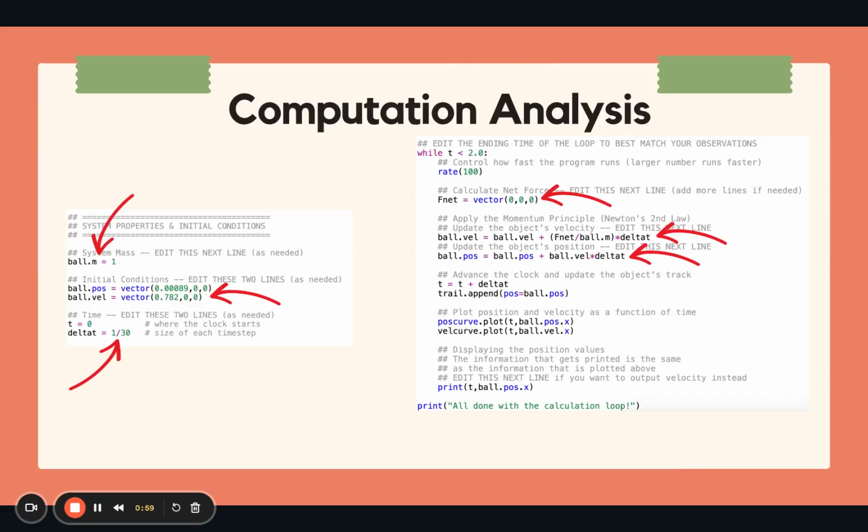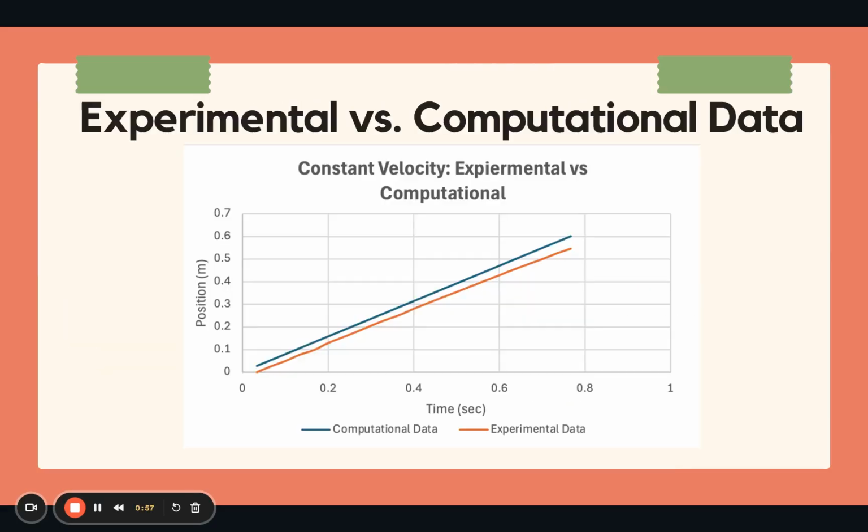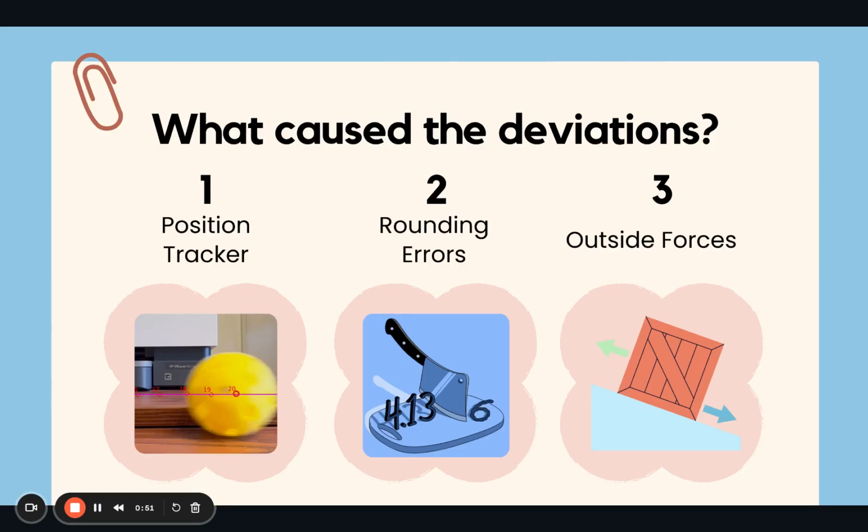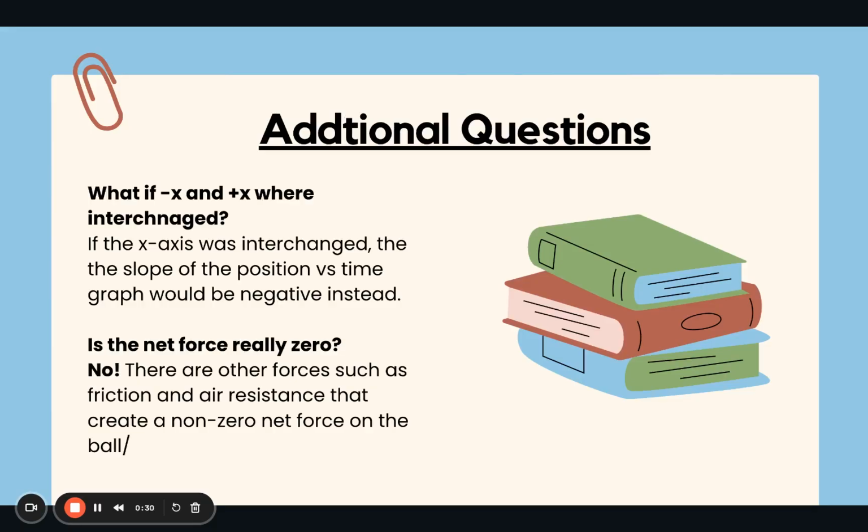This computational analysis generated this graph. As you can see, there is a difference between the experimental data and the computational data. What could have caused these deviations? Primarily, number one, position tracking: there could have been errors in placing the trackers at even increments. There could also have been rounding errors, and outside forces such as friction, air resistance, and things like that could have also made the experimental data not equivalent to the computational data.